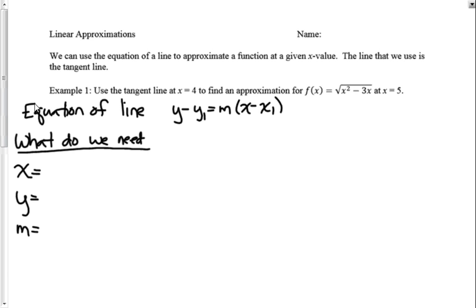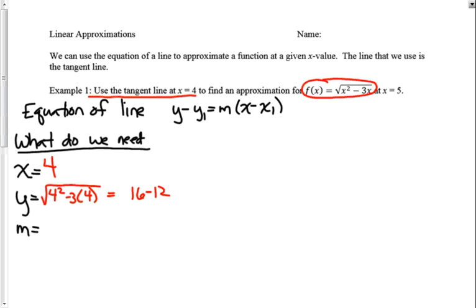So it says use the tangent line at x equals 4. So that's the x value that I'm going to use, x is 4. Then I need to find what y is. Well, I know the function is this, so y is going to be the square root of 4 squared minus 3 times 4. And that works out to be the square root of 16 minus 12, which is the square root of 4, which is 2. So my y value is 2.